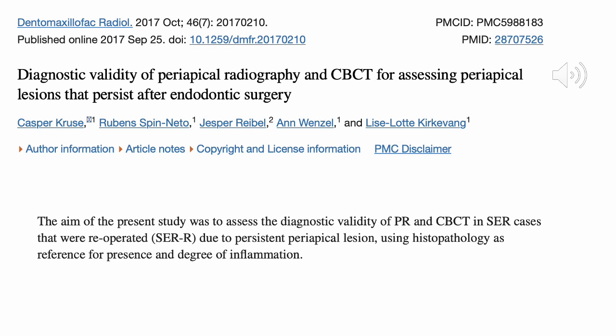Diagnostic validity of periapical radiograph and CBCT for assessing periapical lesions that persist after endodontic surgery, by Kruse et al., 2017. As we know, the goal of root canal treatment is to prevent or treat apical periodontitis, and when the primary endodontic treatment is unsuccessful, retreatment may be relevant, either non-surgical retreatment or surgical endodontic retreatment.